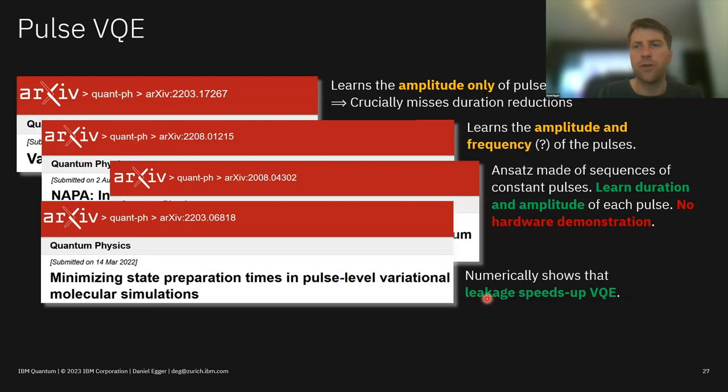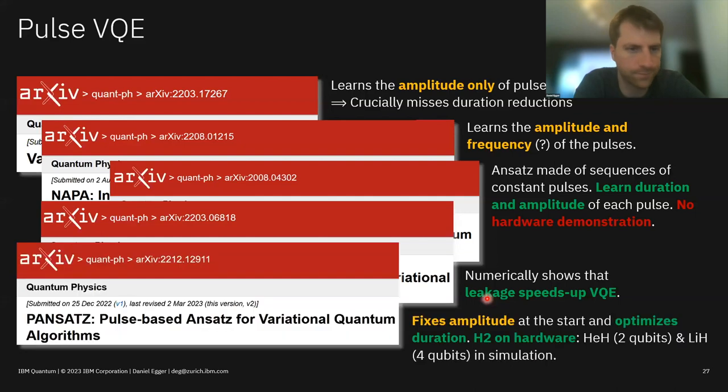And this is something that has also been seen in the context of designing gates and optimal control, where if you let, for instance, the states evolve outside of the computational subspace, for instance, into higher levels of the transmon, then you can actually have faster processes.